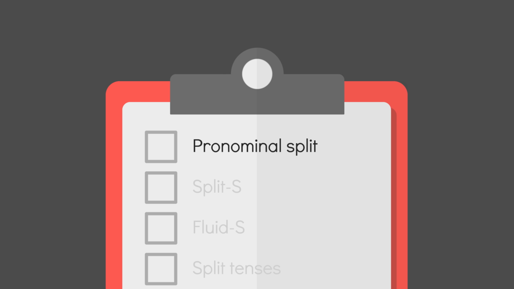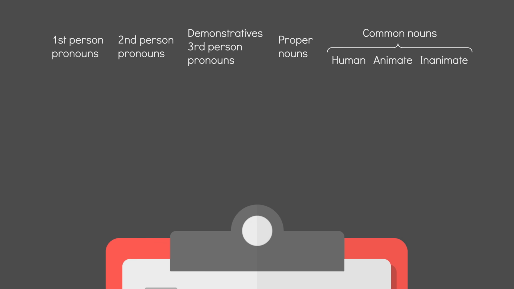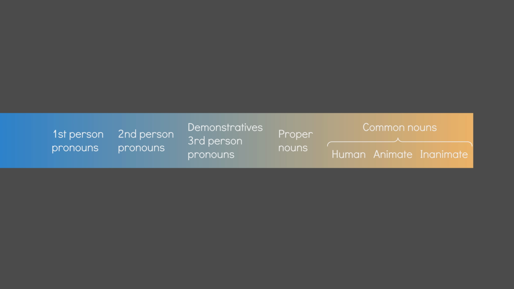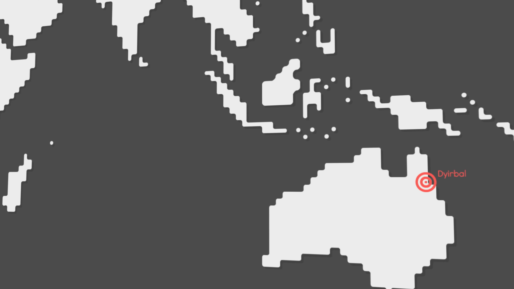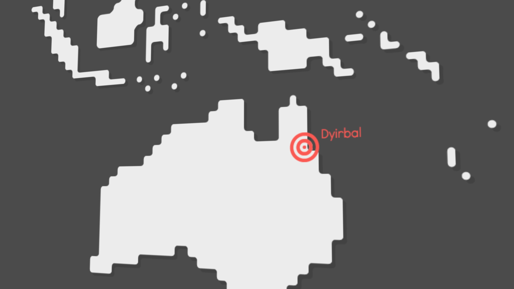There's a couple of ways split ergative languages work. The big one being the pronominal split, also known as the animacy split, which follows this hierarchy. Most to least animate. Anything towards the right side of the spectrum is more likely to be ergative, whereas anything towards the left is more likely to be accusative. In Gerbil, a language spoken in northeastern Australia, we see this.